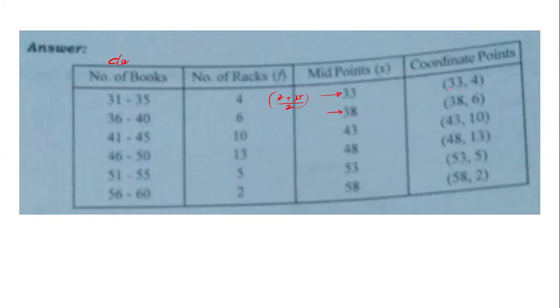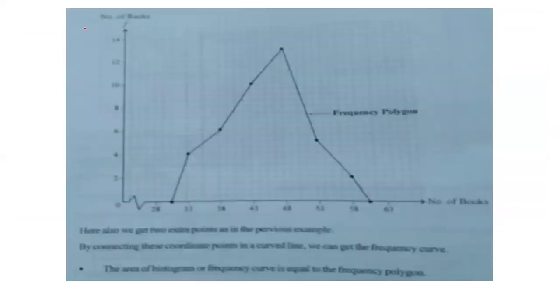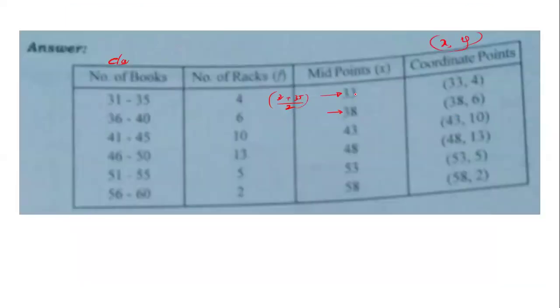And coordinate points: 33, 4; 38, 6. Normally we present coordinate points as x, y. X, y means this side x and this side y. The x value is 33, y is 4. X is 38 and y is 6. X is 43 and y is 10. Coordinate points also you have to identify.